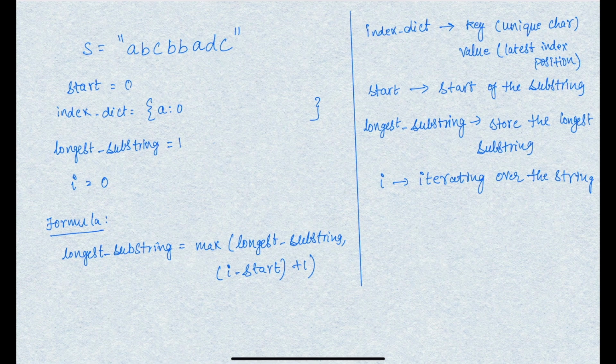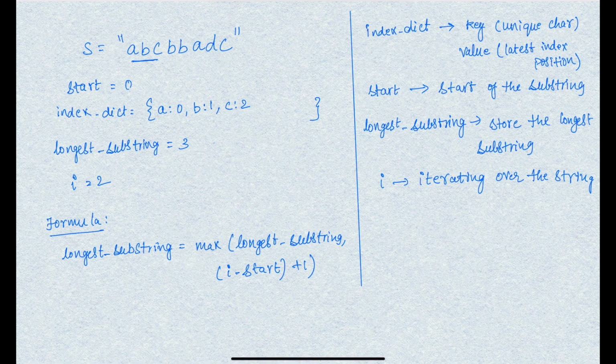Now let's move on to I is equal to 1. When I is equal to 1, we are also going to update the index position of B to 1. And my longest substring is going to be the max of 1 comma I minus start plus 1. So I minus start plus 1 is going to be 2. So max of 1 comma 2, that is 2. And now let's move on to I is equal to 2, the next index position. So when I is equal to 2, I am also updating the C value to 2, and the longest substring in this case is going to be 3. Why is it 3? Because there are 3 non-repeating characters, so that's why it is 3.